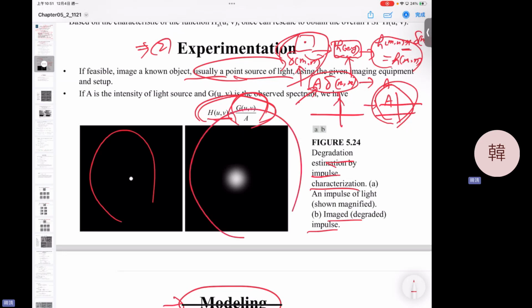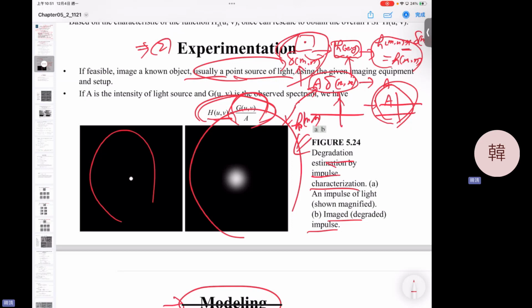So you can see, actually I put this impulse into the imaging system, and I can observe the image immediately. And this one is exactly the HMN there. So this is the HMN. So later on, we have this HMN, and we can go do some restoration.